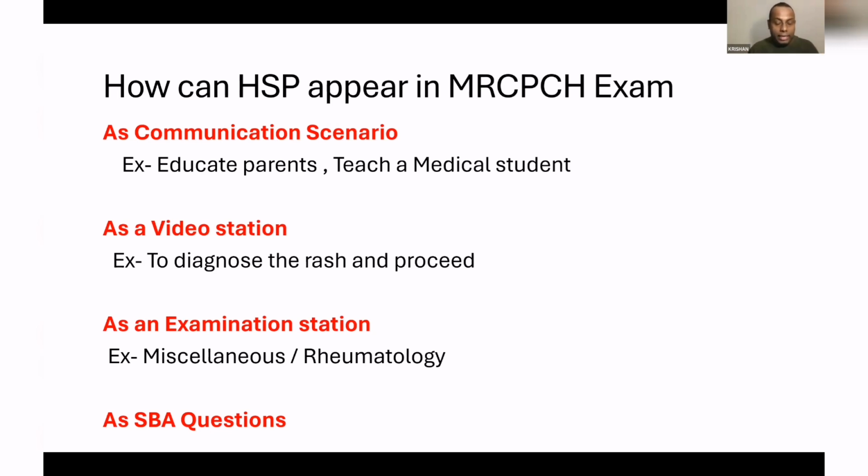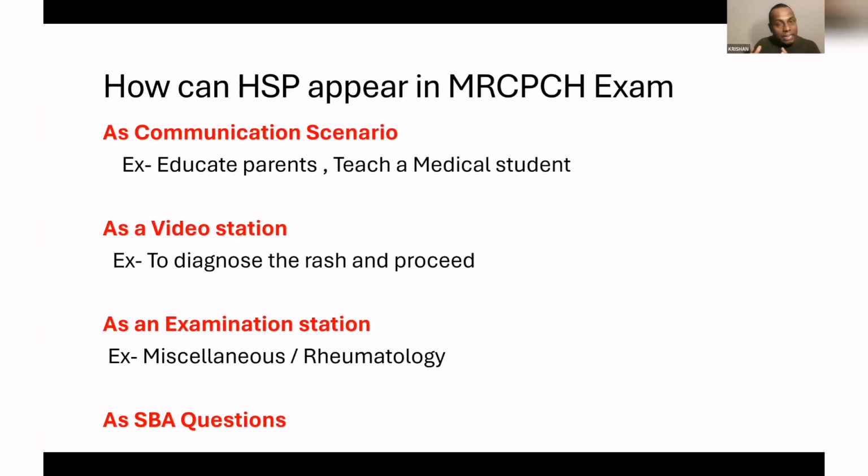But sometimes they will say, a medical student is keen to learn about HSP, teach him. So that could be another way how this could be tested as a communication scenario. When it's a teaching scenario, a medical student, we are supposed to teach him or her a bit of pathophysiology, the complications, investigations, management.